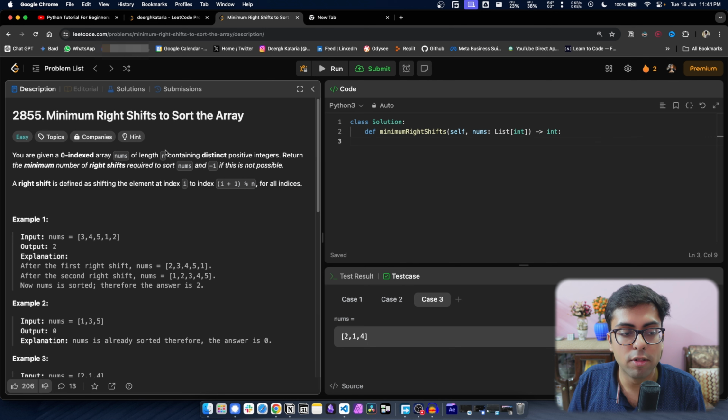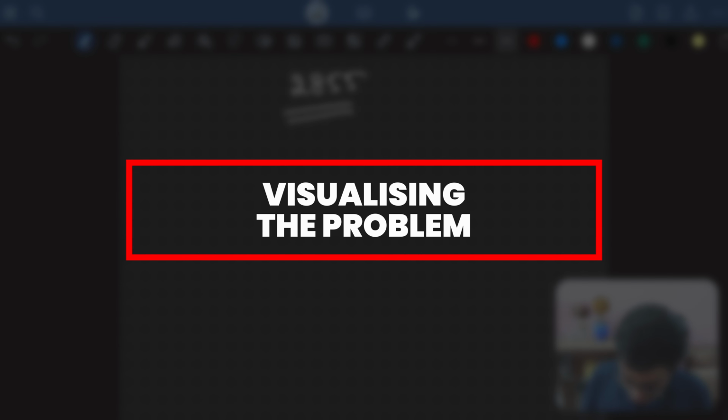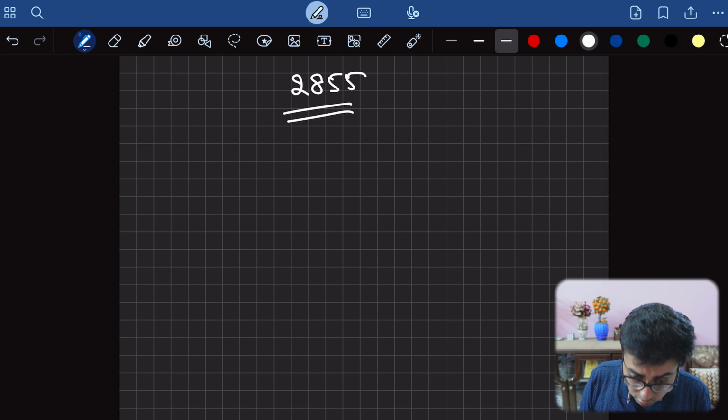The wonderful thing about the easy question is it has already given you a hint on how to solve this question: minimum number of right shifts. So the idea behind right shifts is, for example, let's say you take an array like this one. It says 3, 4, 5, 1, 2.